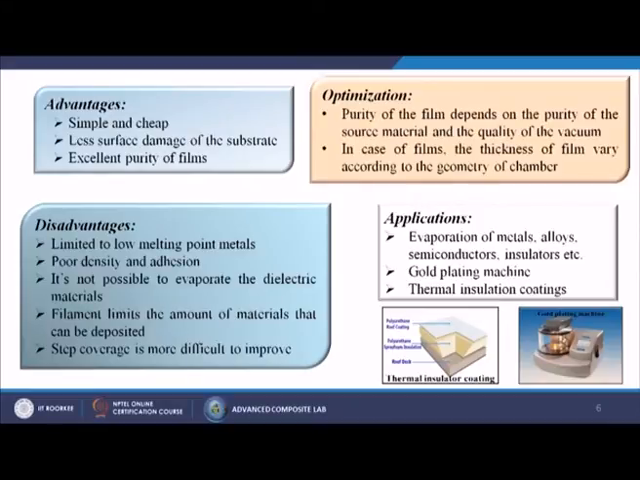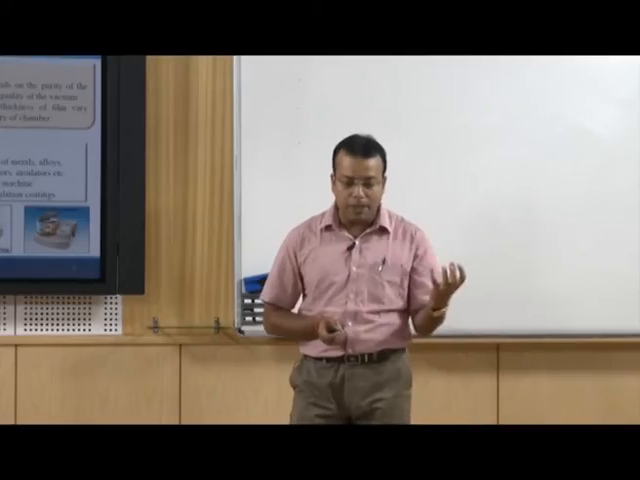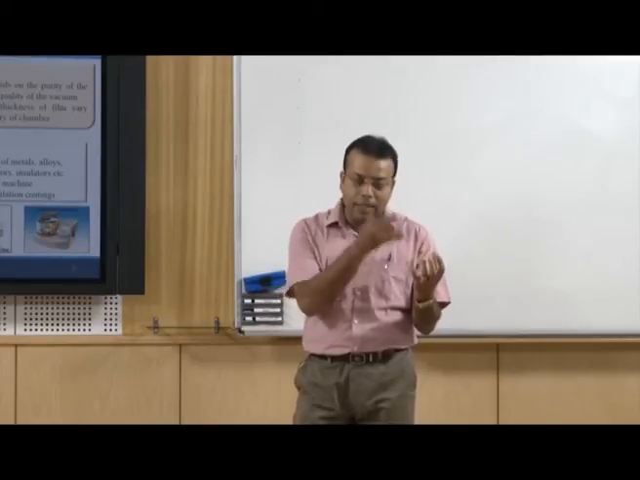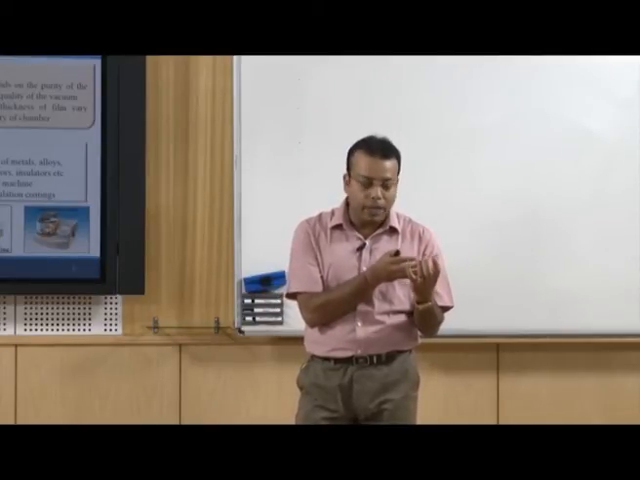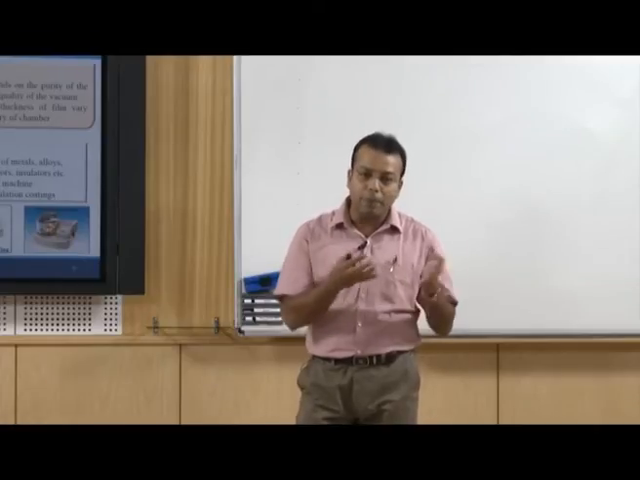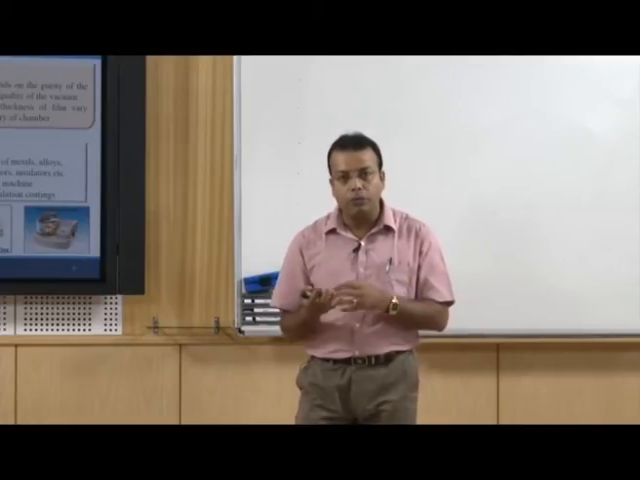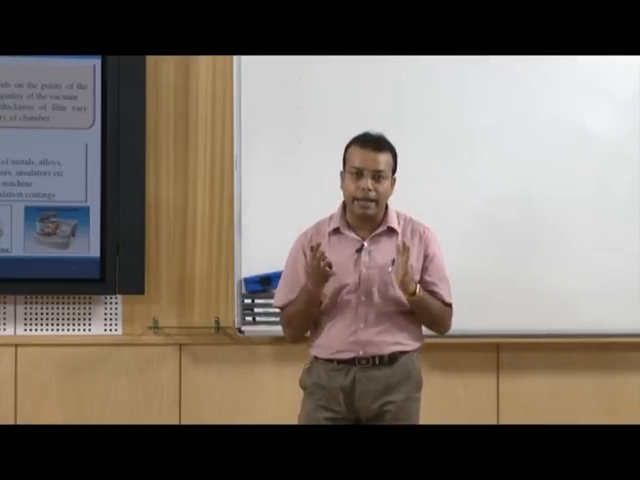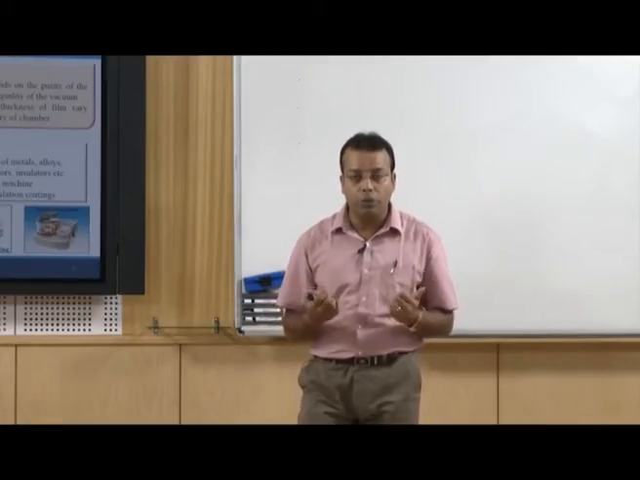Then, optimizations: the purity of the film depends on the purity of the source material and the quality of the vacuum. In the case of films, the thickness of the film varies according to the geometry of the chamber. Whatever source or precursor materials we take, it depends upon the purity. If that material itself is impure, then some impurity also comes into the vapor form and will deposit onto the substrate, so we will not get the exact properties we want.